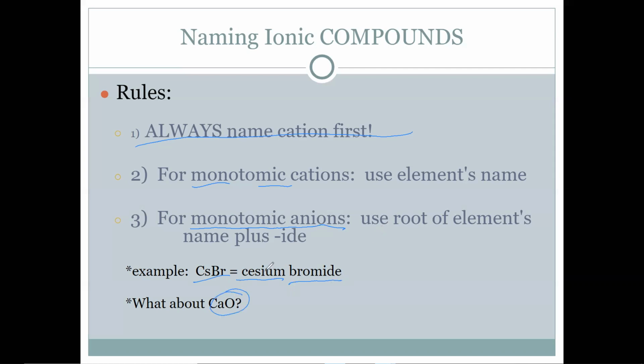So take a second, look at this one. We have 2 elements here. We have calcium and we have oxygen. Calcium's going to keep its name, so calcium. Oxygen's your anion, so it's going to get that IDE ending, oxide. Your compound becomes calcium oxide.